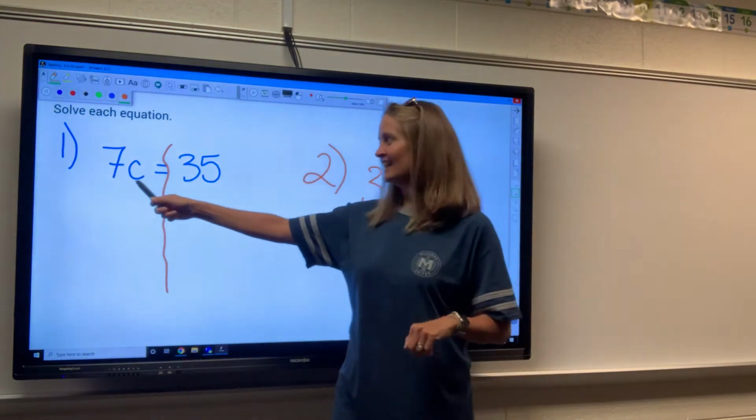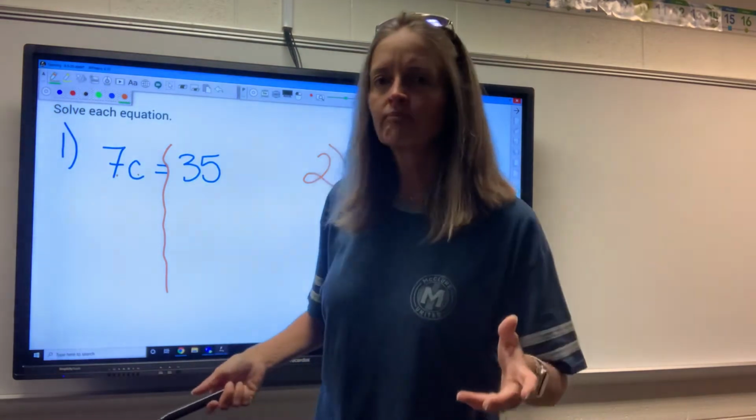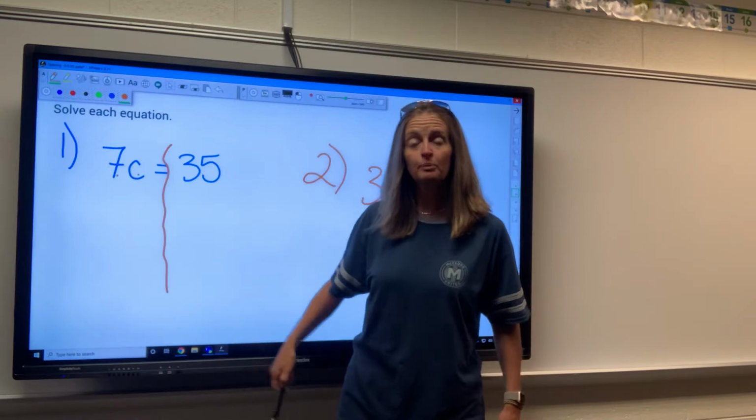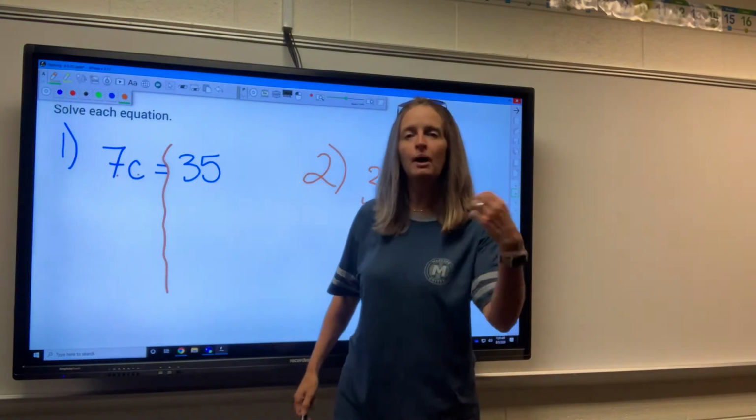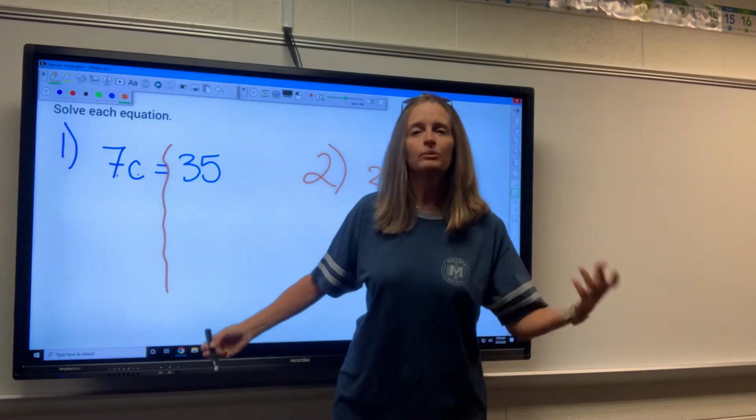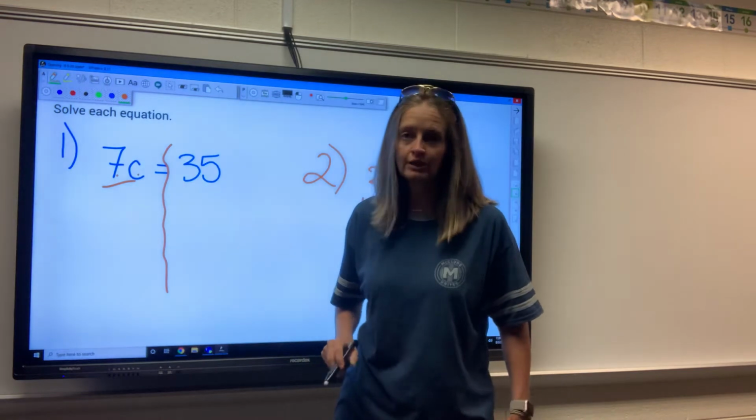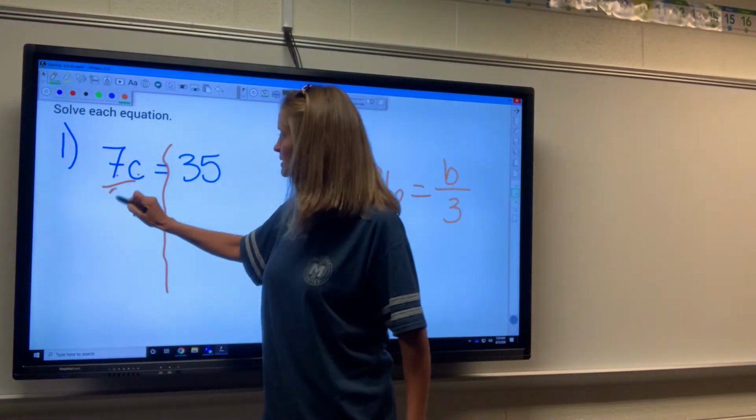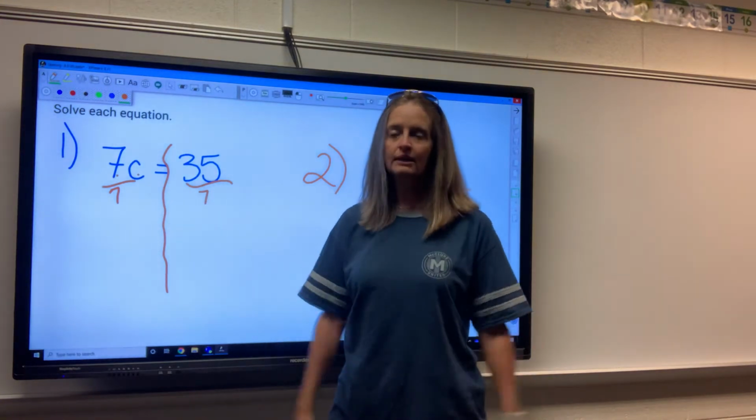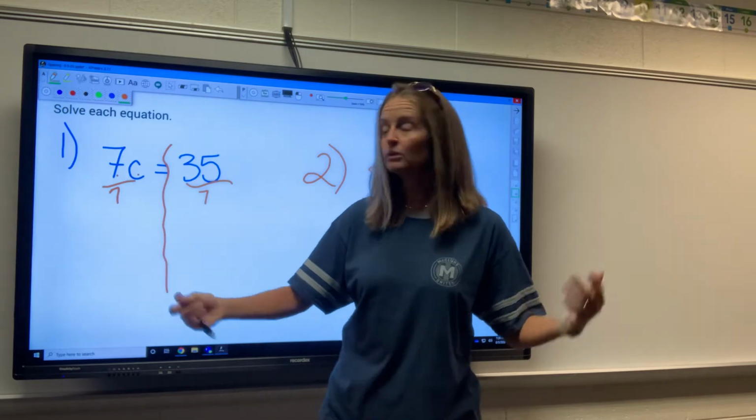Get it? Okay, so you see how the 7 and the C are together? What operation are they doing? They're multiplying. So if they're multiplying, how do you undo a multiplication? What is the opposite of multiplication? That would be division. So I like to draw this little fraction bar because fractions mean division. So I'm going to divide both sides by 7, because you've got to keep it balanced, since it's an equation with that word equal inside there.